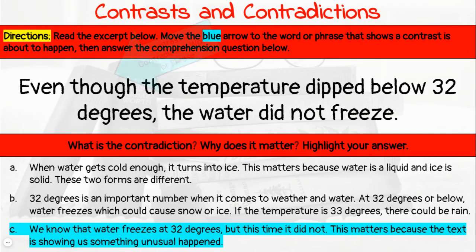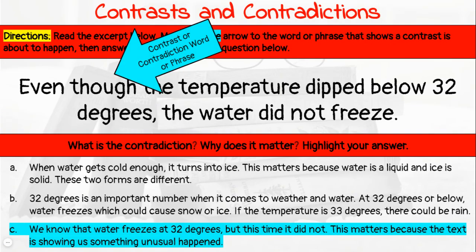The blue arrow should be pointed at the phrase "even though." This signals a contradiction, which is when inconsistent elements happen. In this case, based on what we know, water turns into ice at 32 degrees. However, the contradiction is that this time the water did not freeze at that temperature. This goes against what we would expect. Pause the video to make corrections.